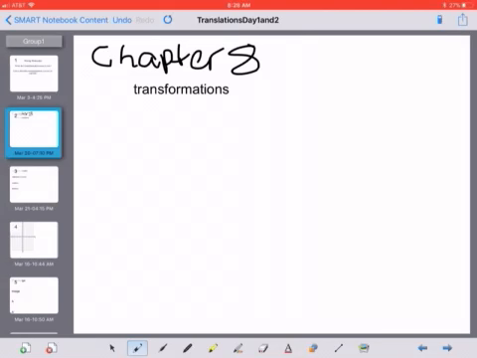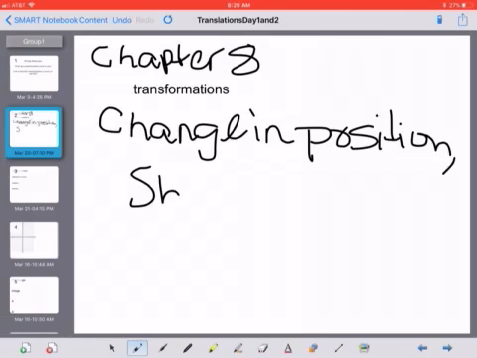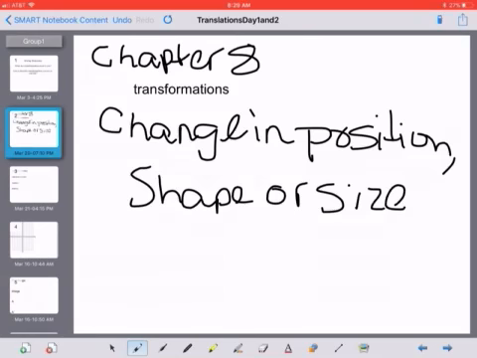Now, there are some transformations that do change size and shape, such as your pupil. Your pupil gets bigger and smaller depending on the light. And then something like the clock. The clock does a transformation also. So transformations in math terms is a change in position, shape, or size. And I'm going to say of a figure because in math we will be using figures on a coordinate plane.